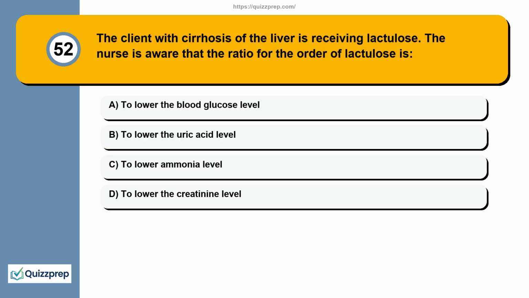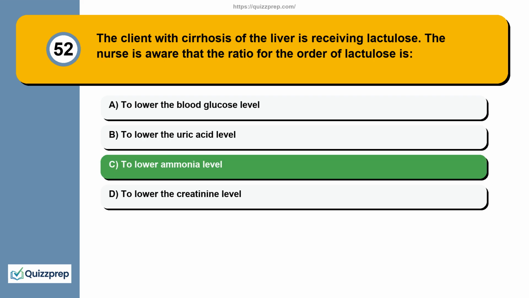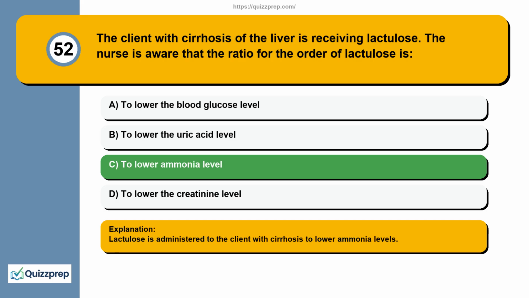Question 52. The client with cirrhosis of the liver is receiving lactulose. The nurse is aware that the reason for the order of lactulose is to lower the blood glucose level, to lower the uric acid level, to lower the ammonia level, to lower the creatinine level. Lactulose is administered to the client with cirrhosis to lower ammonia levels.